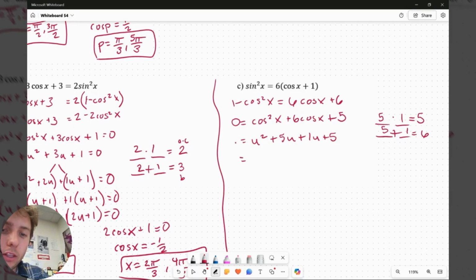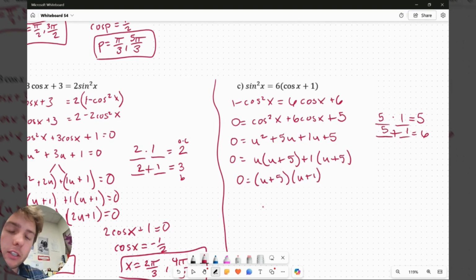Maybe factor with u again. It might make it easier for some of us, and that is okay. It is a good strategy to utilize. Find your final factored form. Once you've done all of that, start to take these pieces, set them both equal to 0. But when we do that, remember what u represented. We let u represent cosine. So I'm plugging cosine back into this function and solving.